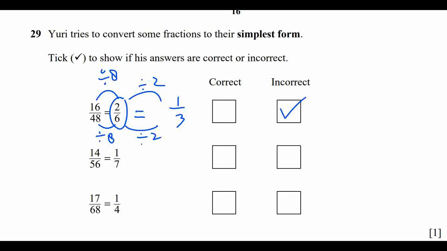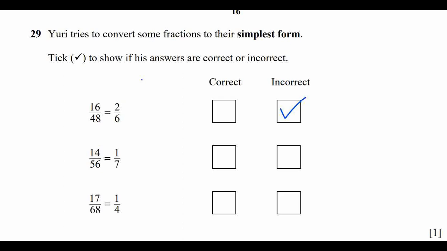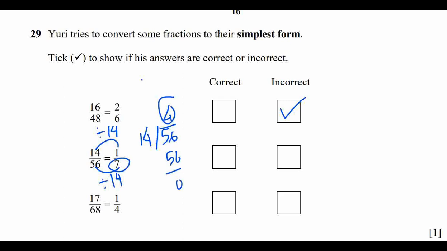So this one is 14 over 56 into 1 over 7. So now, for 14 to go to 1, we have to divide by 14, right? Now 56 divided by 14 is not 7. 56 divided by 14 goes to 4. It should be 4 instead of 7, so this is incorrect.